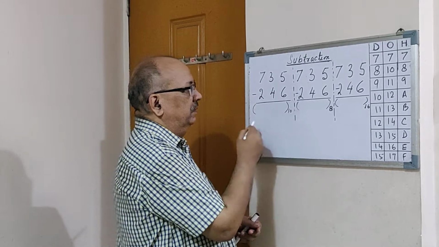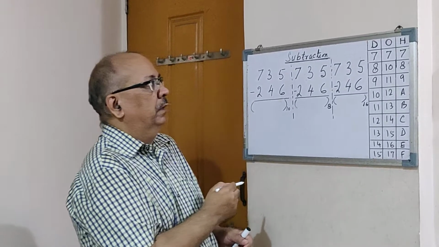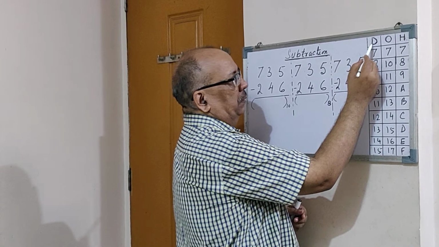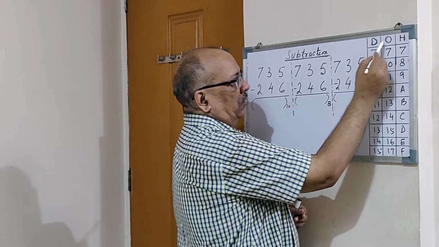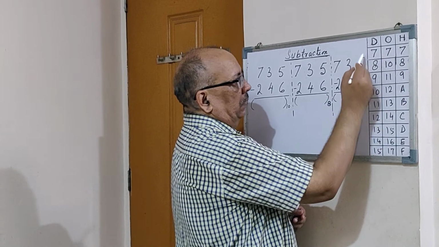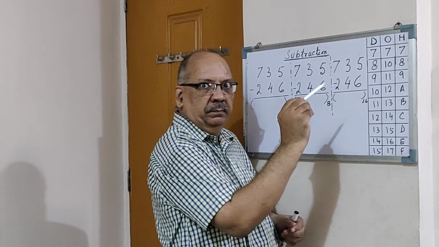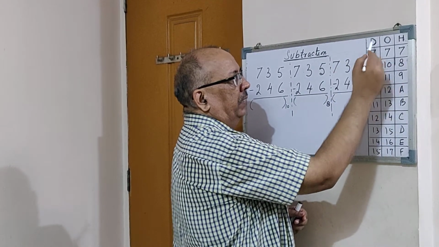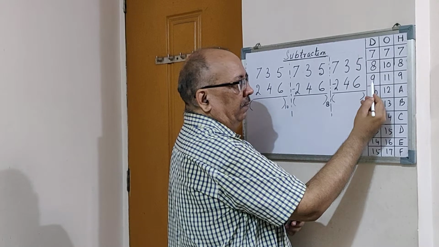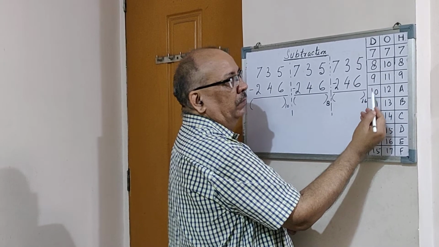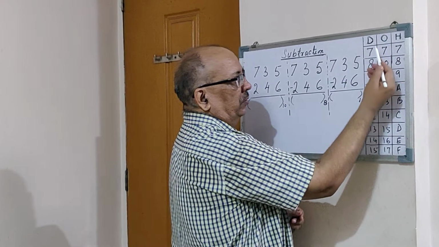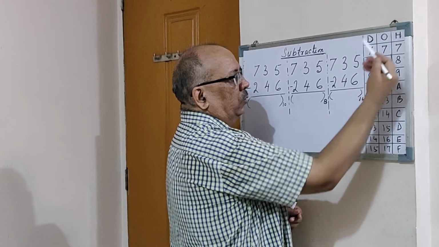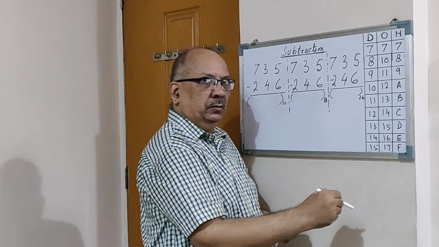Before we discuss the subtraction process in different number systems, let me remind you that in the decimal, octal and hexadecimal number systems, from 0 to 7 the count is the same. In decimal it goes 0 to 9 and then it becomes 10. In octal it goes from 0 to 7 and then it becomes 10. And in hexadecimal it goes till F and then becomes 10.